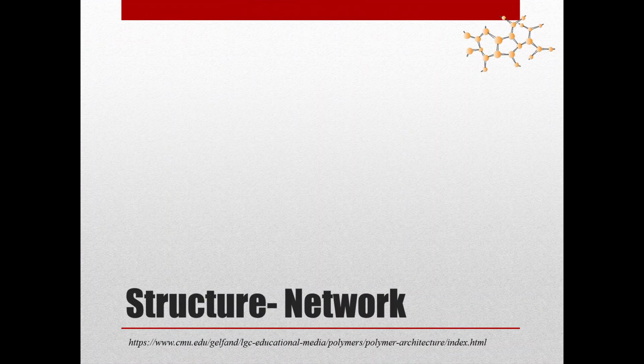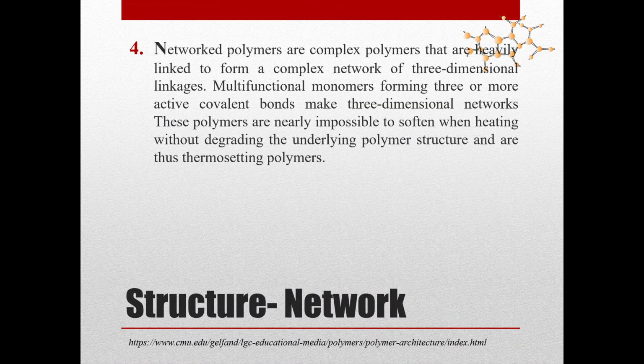So then the next structure is the network structure. Networked polymers are complex polymers that are heavily linked to form a complex network of three-dimensional linkages. Multifunctional monomers, when we say multifunctional monomers, what functionality means is having lots of double bonds, triple bonds. The higher the number of bonds, the higher the functionality of the polymer.